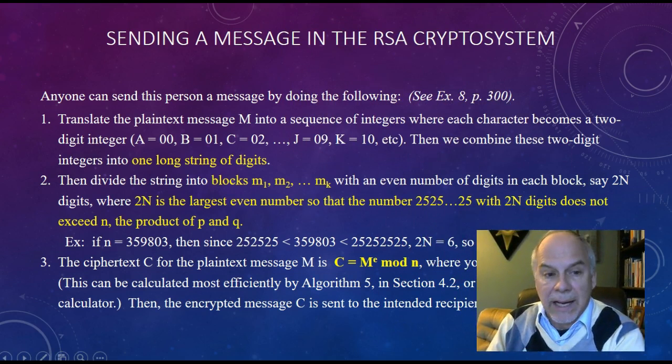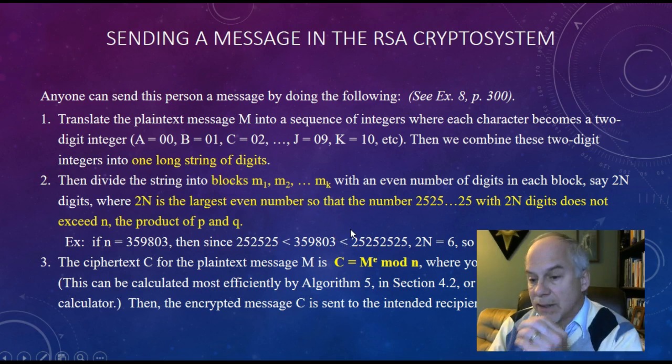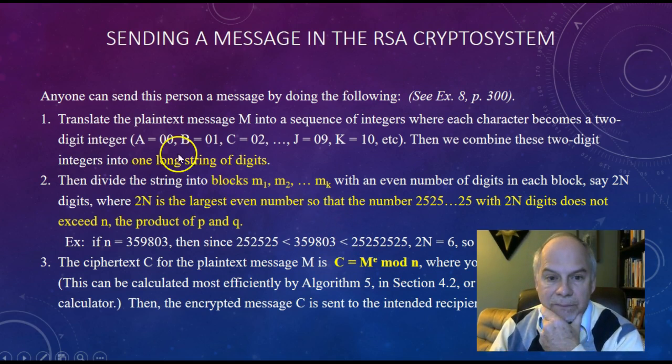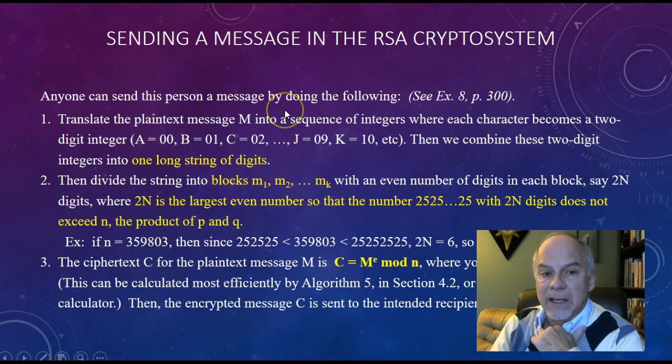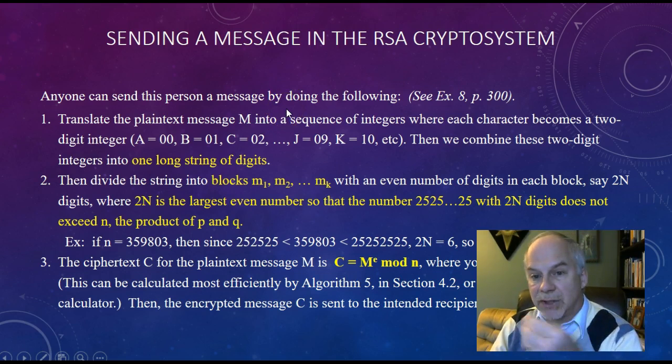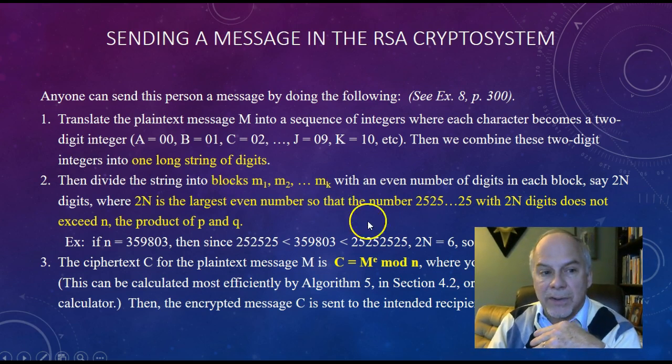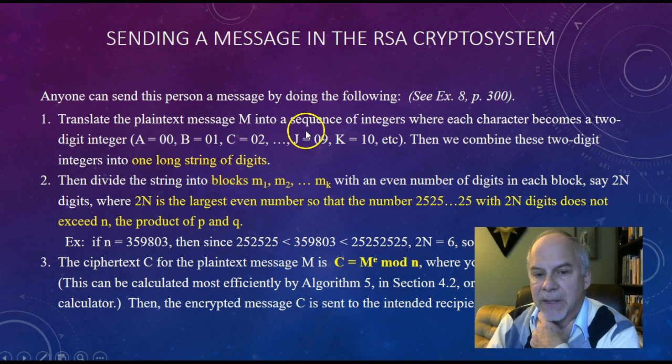Now, how are messages sent in an RSA cryptosystem? All right. Now, anyone can send the person a message by doing the following. Of course, their computer would do this, but doing the following. All right. Step 1, you translate your plain text message M into a sequence of integers where each character becomes a 2-digit integer. So the letter A, 00. So you've got to have 2 digits. Letter B, 01, C, 02, all the way, etc.